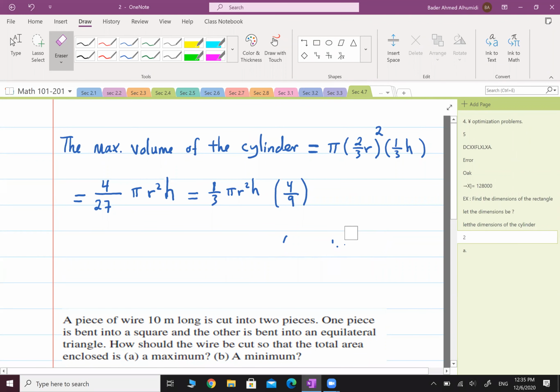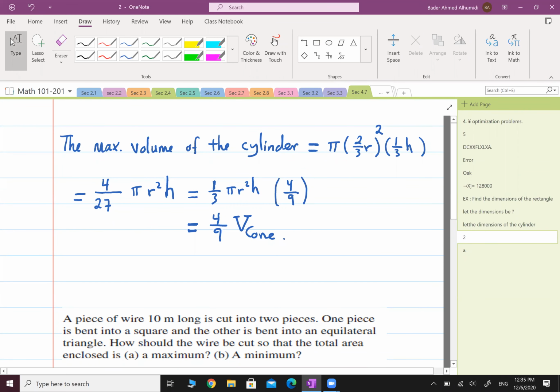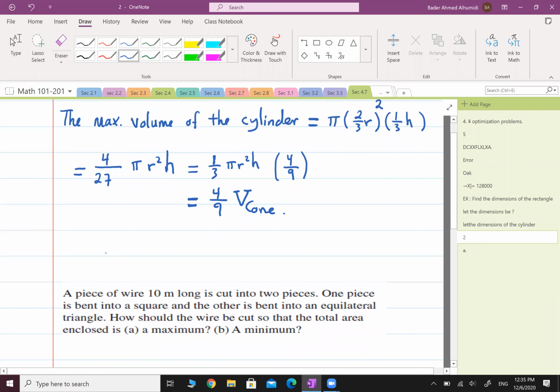Now it is ready, the problem is finished. In other words, this equals 4 over 9 the volume of what? The cone. Clear? The question in the final exam was written like this: the maximum volume of the cylinder is equal to 4 over 9 the volume of the cone given in the exercise.